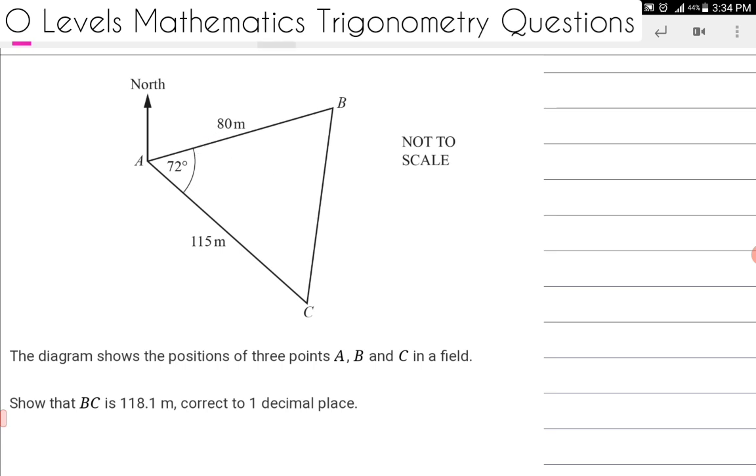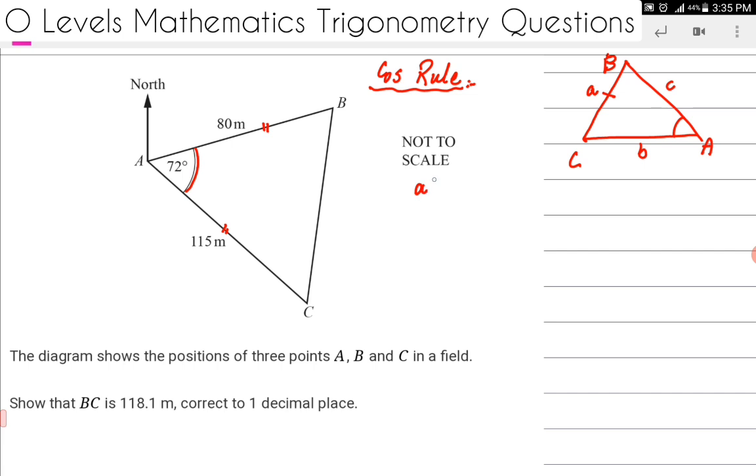Now if you remember, if two sides and the included angle are given, we can easily apply the cos rule, right? Just for your revision, suppose this is a triangle A, B and C. This is A, this is B and this is C. So we're going to find, for example, length A. It is always A squared equals B squared plus C squared minus 2 times B times C into cos of A.